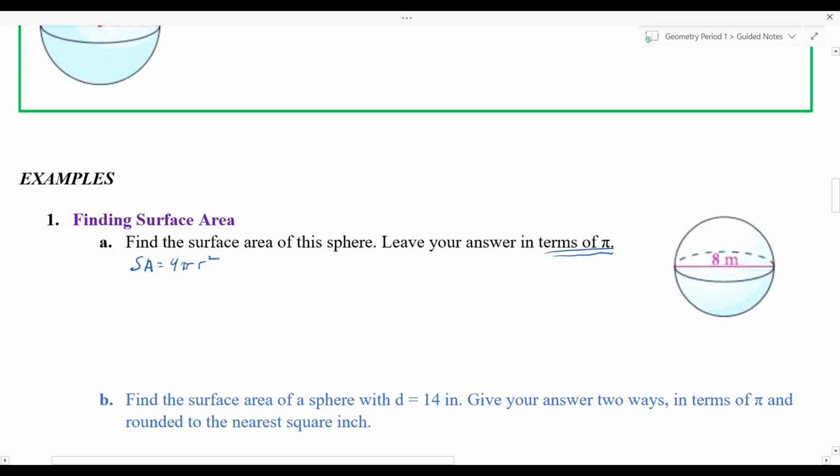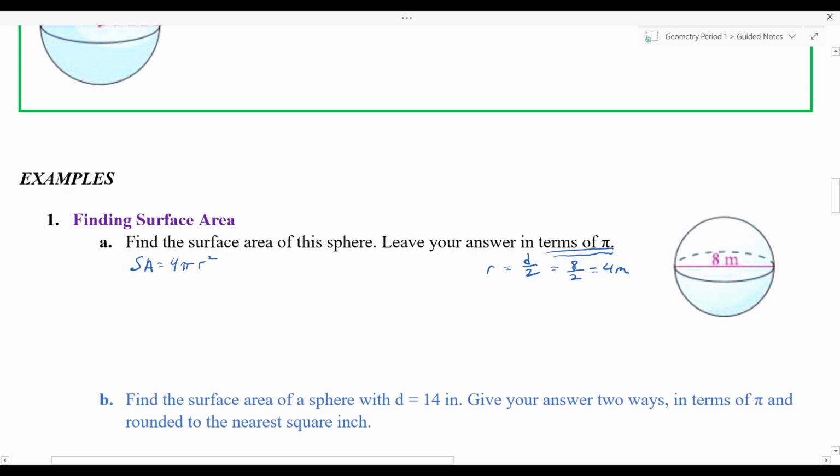Okay, we have that part. Now let's see, do they give us the radius? They do not give us the radius here, but we know that if they give us the diameter, the radius is the diameter divided by 2. So we plug in the 8 that we have there. 8 divided by 2 is 4, and the units are meters, so my radius is 4 meters.